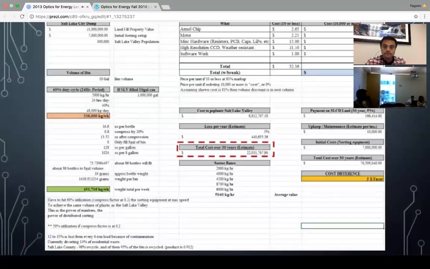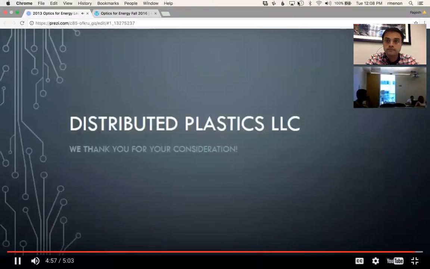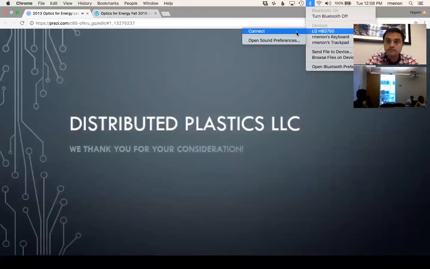Another conservative estimate over 30 years shows our distributed method costing $22 million, whereby the large big box sorters have an infrastructure, maintenance, and overhead cost of $70.5 million. Again, this reflects our claim as a 3x reduction in cost. Remember, Distributed Plastics, LLC, we thank you for your consideration.